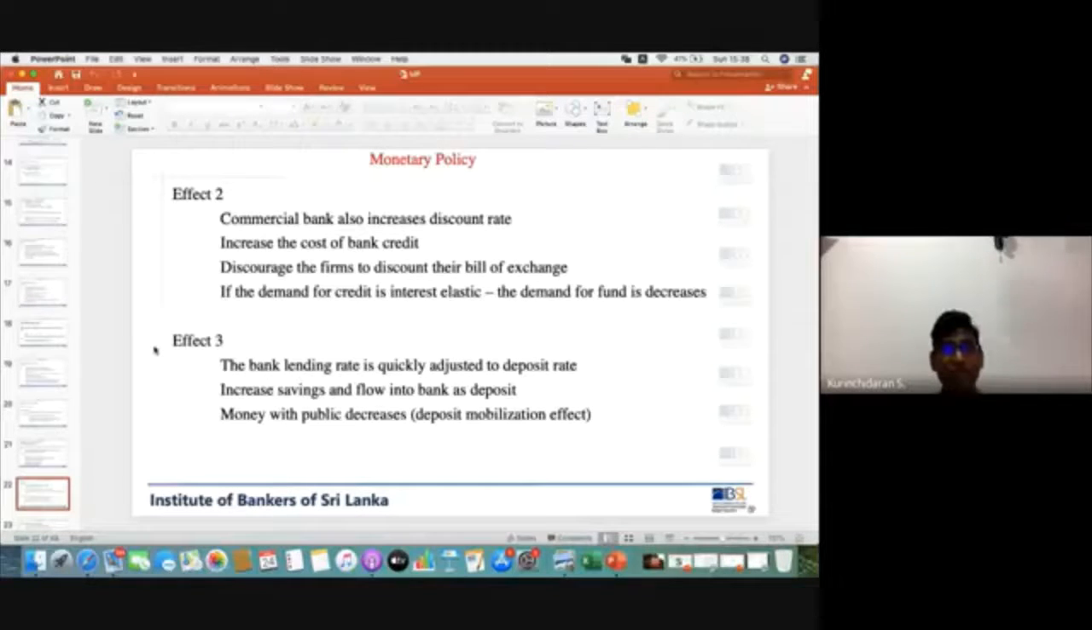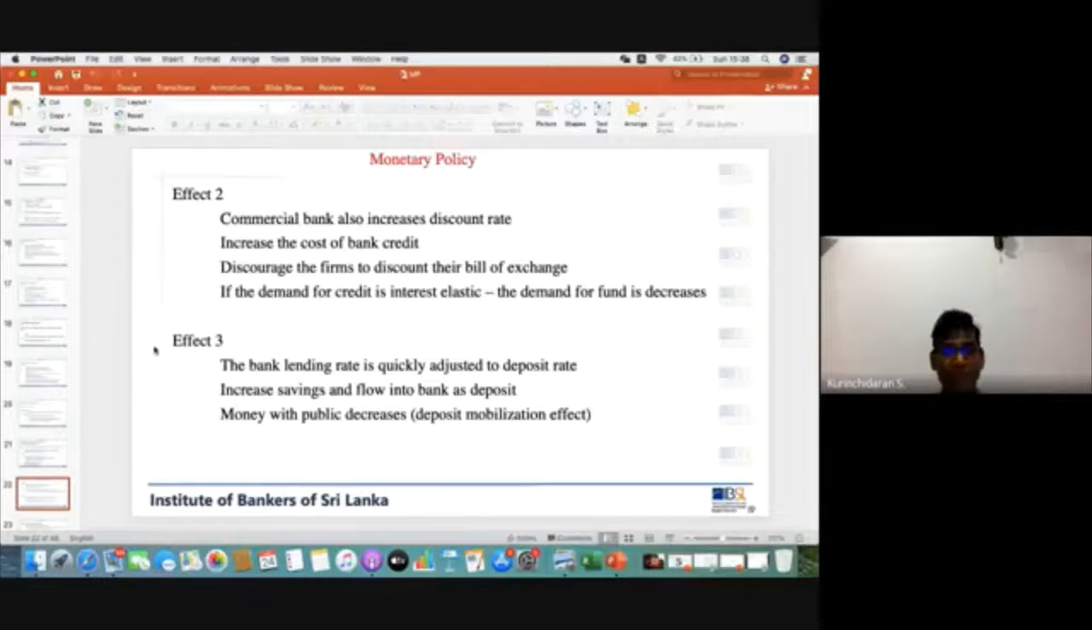So if the demand for credit is interest elastic, the demand for funds decreases, right? If the demand for credit is interest elastic, that means small changes in the interest rate will have big changes in the credit demand. That is interest elastic. So if that is the case, then the demand for funds decreases, right? That's the second effect.